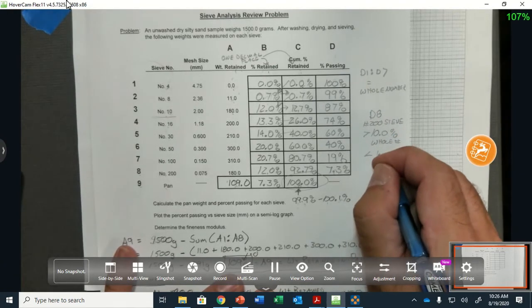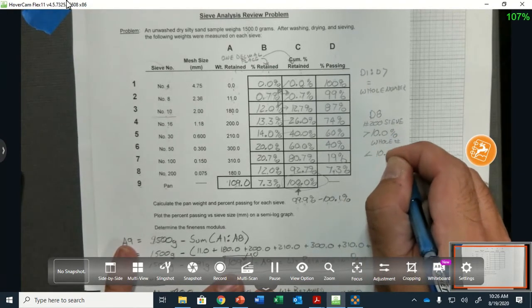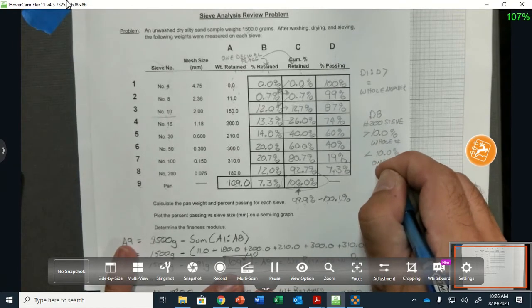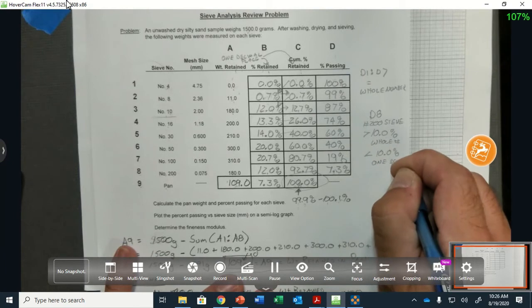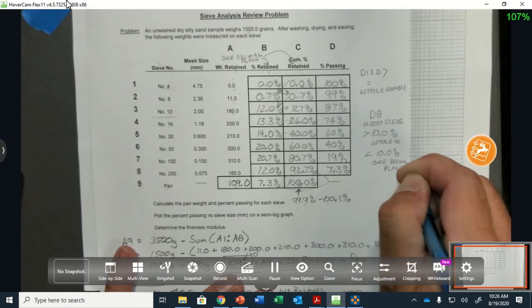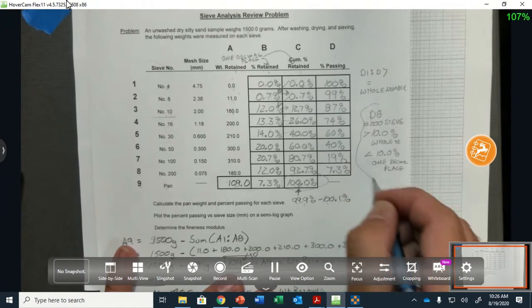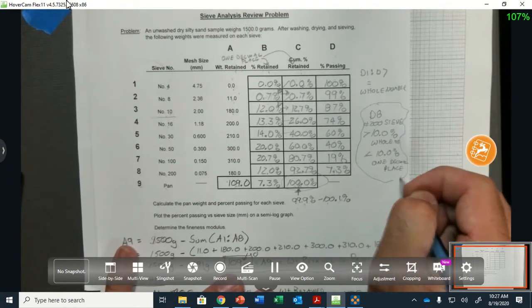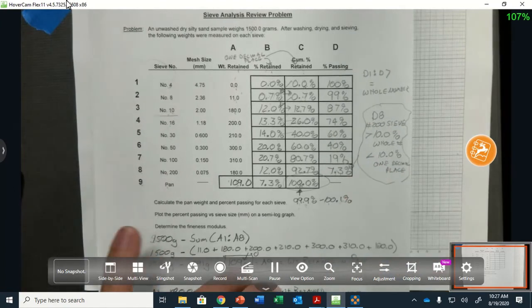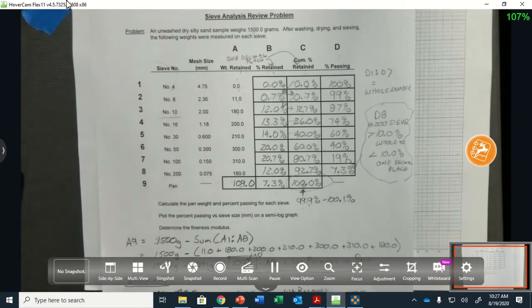less than 10.0% is 1 decimal place. This only applies to the number 200 sieve. Otherwise, the rest of these are whole numbers.